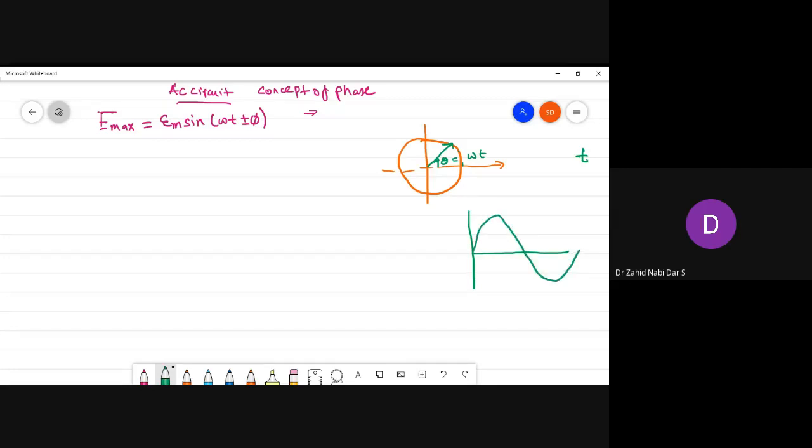So I have this here, pi by 2, and this pi, this 2 pi. So this is how my quantity is getting varied. If I have this axis as x and this is my y axis, this is the reference axis.